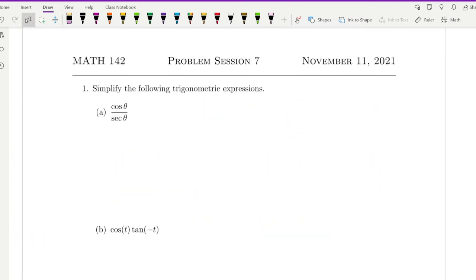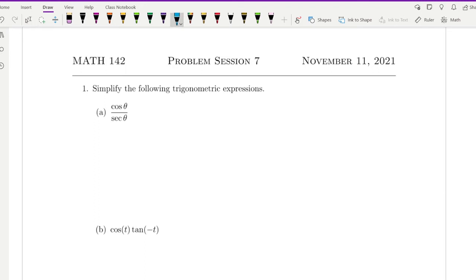So the first set of questions are basically just simplifying trig expressions. And so we'll see that in some cases, we're just going to be rewriting things in terms of sine and cosine. Sometimes we're going to be making common denominators. Sometimes we're going to be using Pythagorean identities. Those are really the things that are in our toolbox to work with.